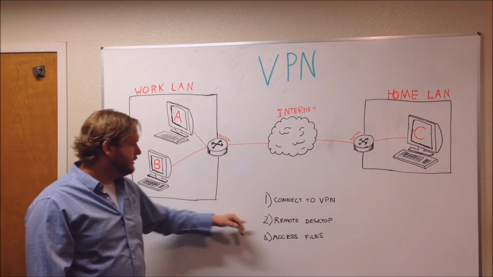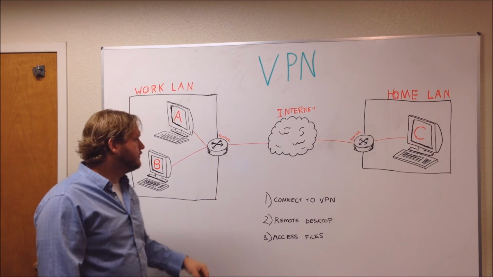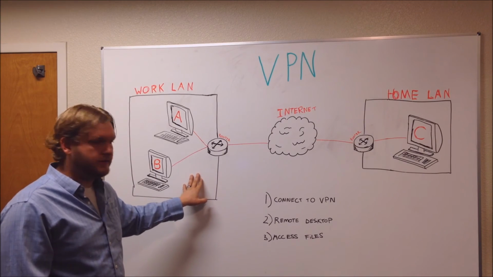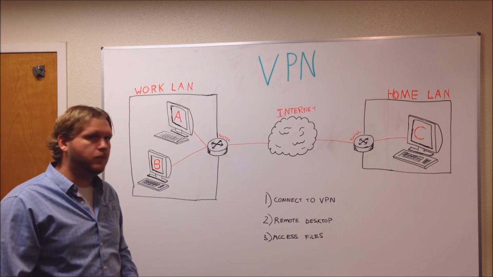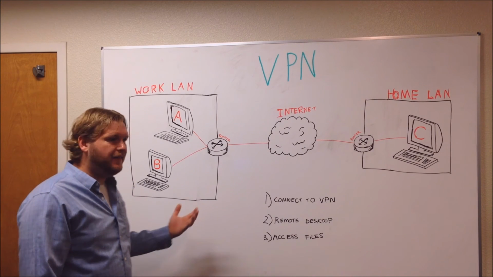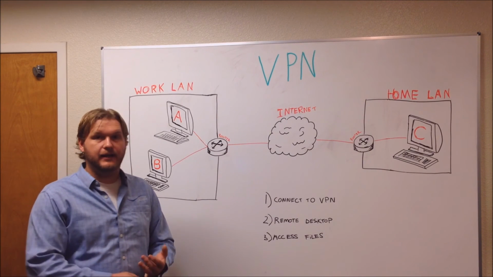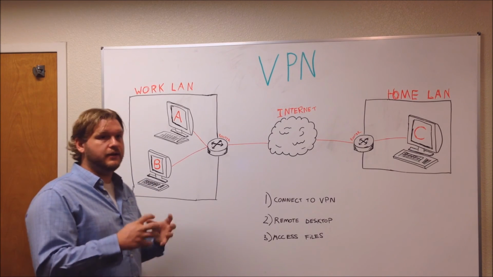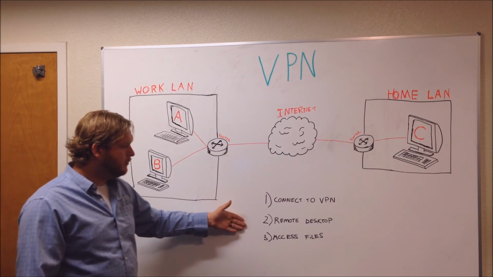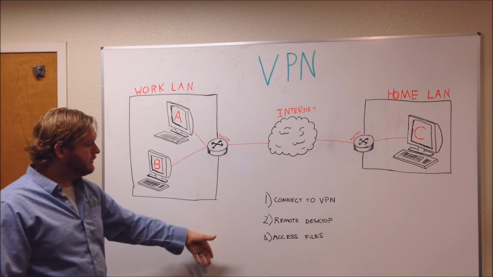The next step of the process is remote desktop. And so once I've connected to the VPN successfully, I try and open up my remote desktop session, and it'll give me an error. It'll say it can't connect to the other computer, or maybe, well, there's a whole slew of errors, but that is another step that can fail at remote desktop. And then I can access my files.